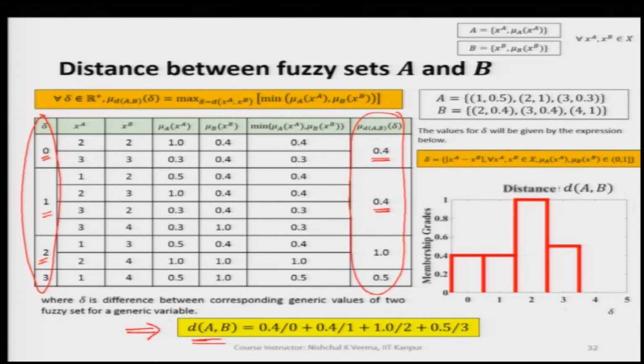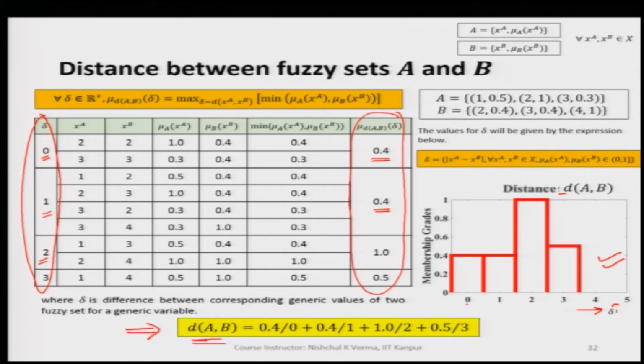Now, let us plot this fuzzy set. If we make use of these values, its elements, we can very easily plot or find the fuzzy set, which is nothing but the distance between the two fuzzy sets. Here we can clearly see that the x axis is delta, and the y axis, the ordinate, is the membership grade, that is mu of delta.